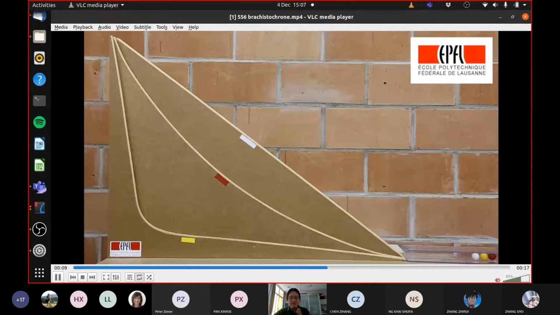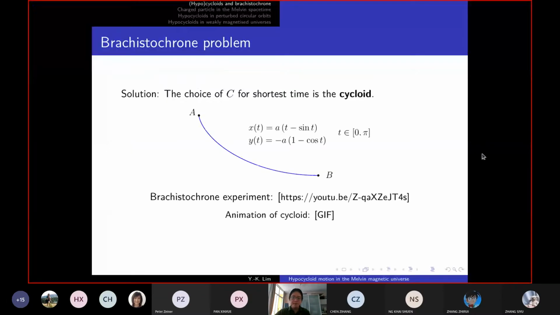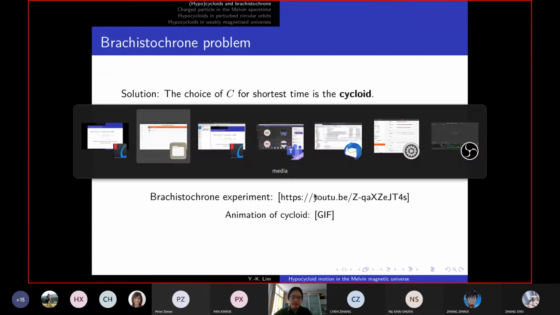It's very fast, so there's going to be a slow motion replay. They release the ball, and you see, hopefully clearly enough over Teams, that the red ball arrives first. So the cycloid really is the path of shortest time, the brachistochrone. I believe most students here have encountered the cycloid, probably in the calculus course. It is one of the questions in the calculus textbook.